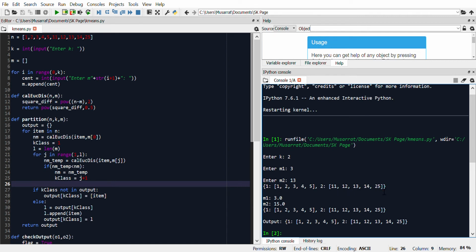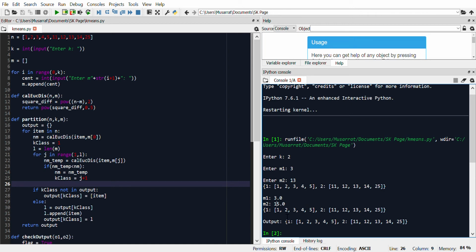So in the first round, I have 1, 2, 3, 4, 5 in the first cluster and 11, 12, 13, 14, 25 in the second cluster. And then finding the mean of the first cluster, which is 3, and for the second cluster, 15. So this is 11 plus 12 plus 13 plus 14 plus 25 divided by 5, which is 15.